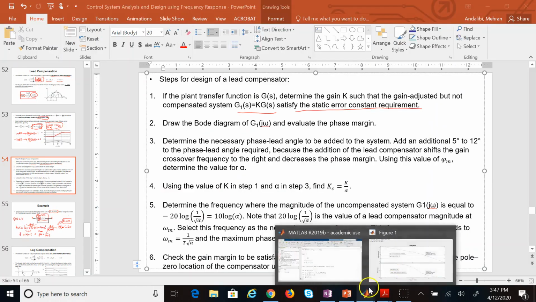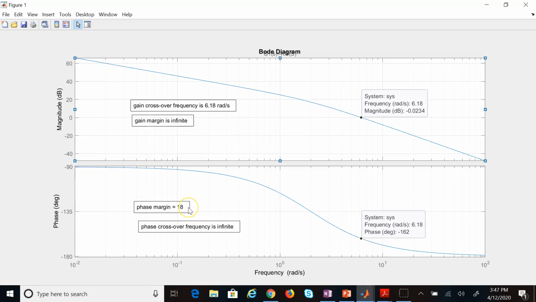So let's go back to that graph. It's 18, I need 32 degrees. So I need to add 5 to 12 degrees to this. So anywhere from 37 to 44. Anywhere in that range is the required phi m.